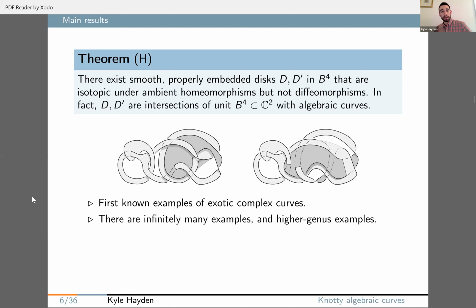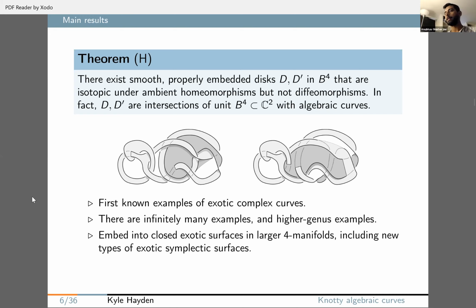Right. So there are infinitely many pairs like this. You can extend to finite families, and you can also easily cook up higher genus examples from the lower genus examples. Kyle: what happens if you connect sum to a closed surface with these two copies? Are they still exotic? I don't know about a closed surface. One silly way to increase the genus is to take the standard Seifert surface for a torus knot and boundary connect sum that to these disks. Those will remain exotic.